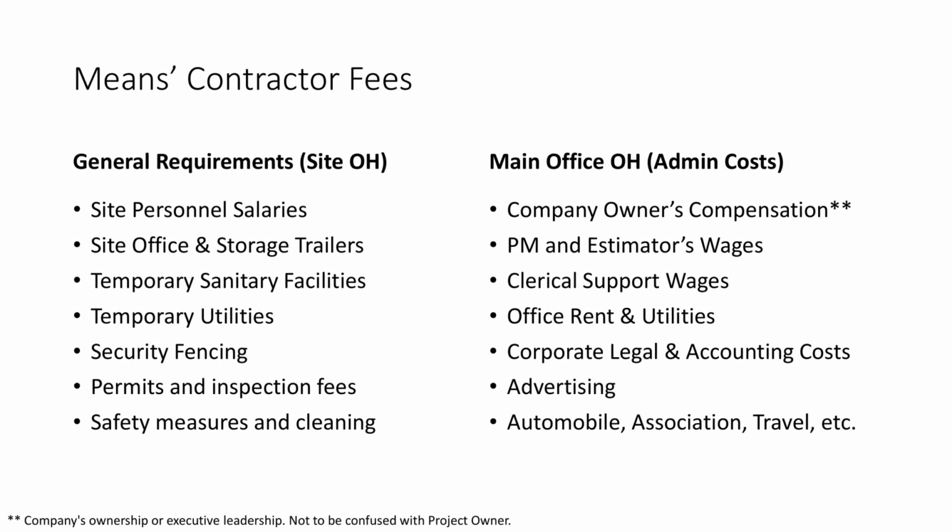Means applies contractor fees, typically around 25%, to base costs to explicitly account for general requirements, which is project-specific site overhead, and main office overhead, which refers to company-wide administrative costs. This makes overhead transparent rather than buried in unit prices.